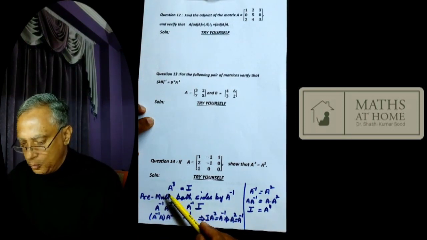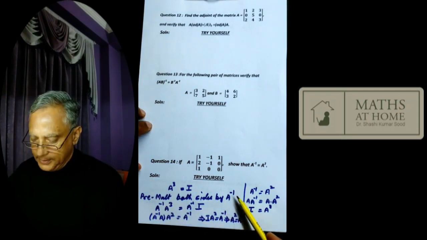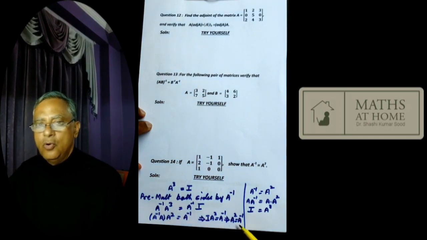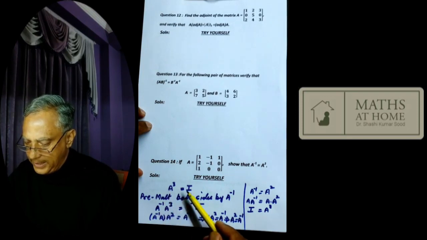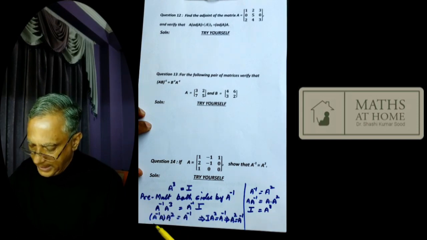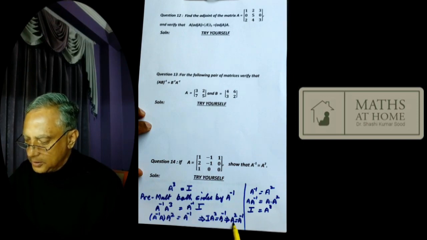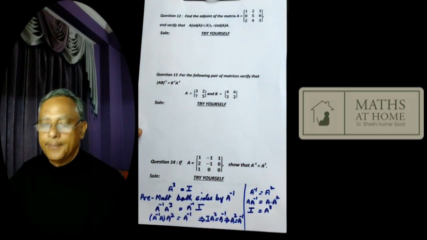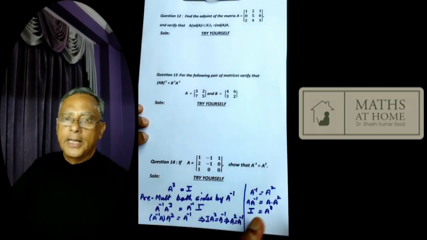You prove A cube is equal to I and then pre-multiply it with A inverse. You will get A square equal to A inverse. Pre-multiply this with A inverse. A inverse into A cube will be A inverse into I. Now we can write A cube as A into A square and associate these two. What we get is this will be identity A square, A inverse, and I into A square is A square. So this is equal to this. You can try these three questions yourself.